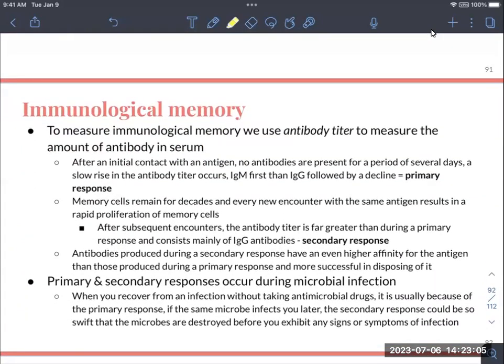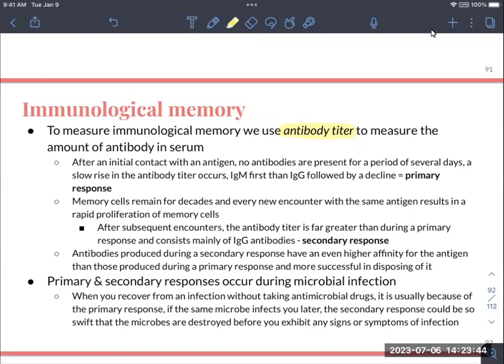We use what are known as antibody titers. If we want to know what memory cells you have of what you've come across, we can run titer tests to see if you have these specific antibodies that are found in the serum of your blood. So after that initial contact, no antibodies are usually present. It takes time for those antibodies to show up. It takes days.